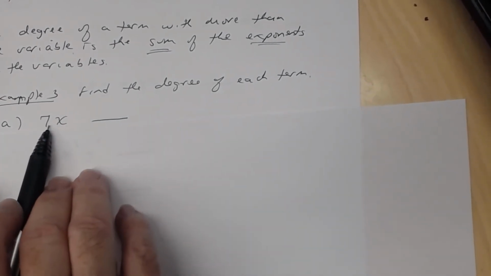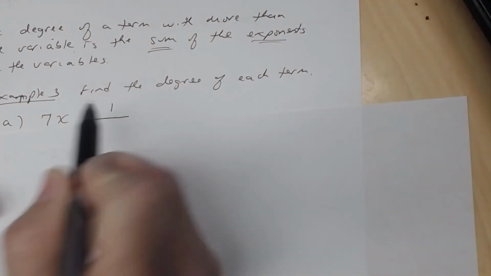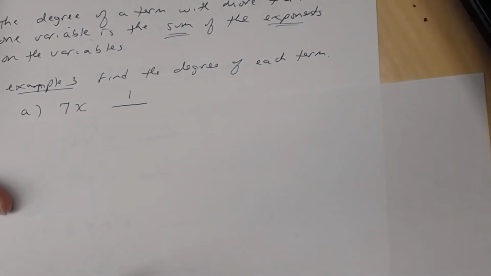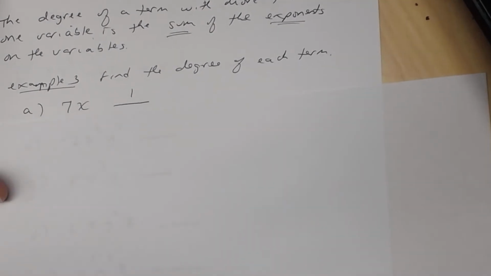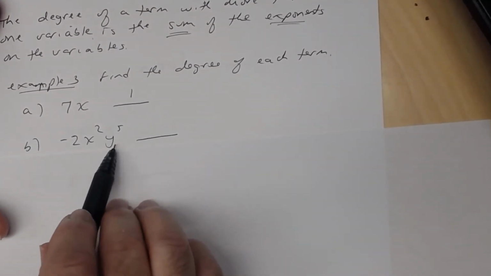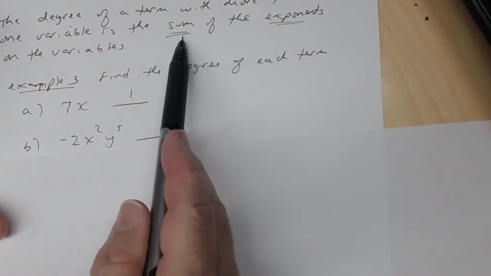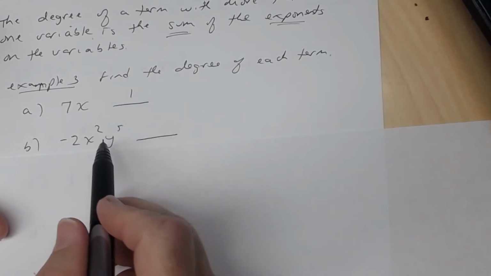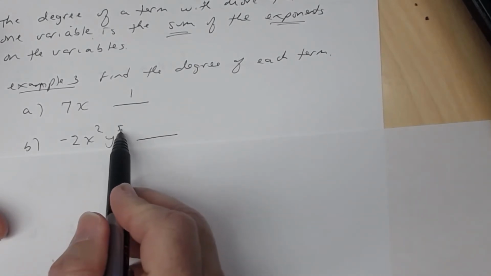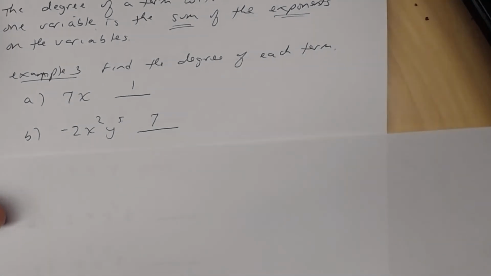All right, so we have 7x. There's only one variable there. The exponent is 1, so the degree is 1. You could have done that from a previous example. All right, now look at this. We have negative 2x squared y to the fifth. I have two variables. So according to the definition, I've got to add up all of the exponents. So this exponent is 2, this exponent is 5. 5 plus 2 is 7, so the degree is 7.